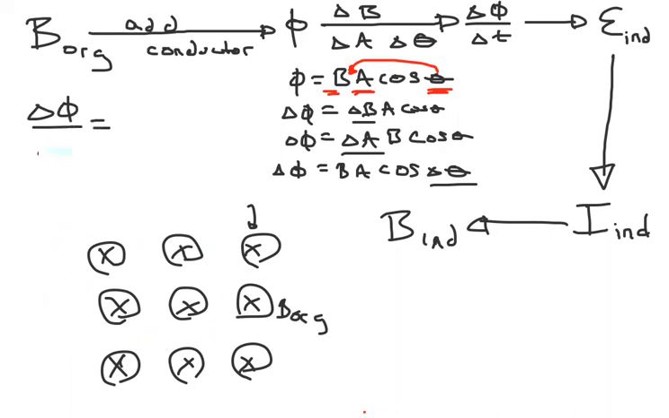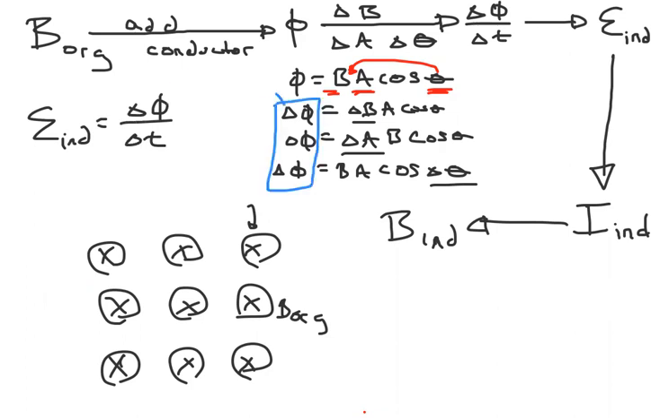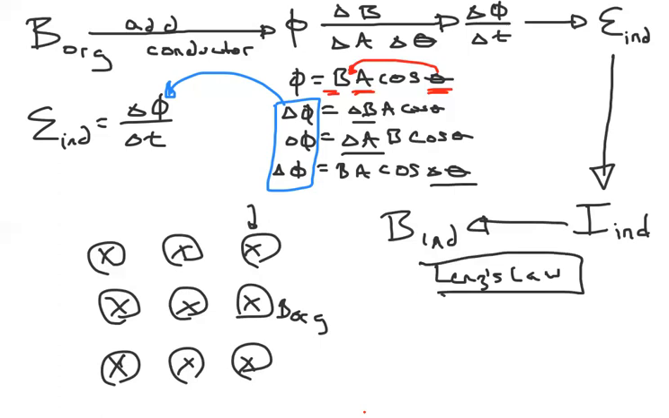So E induced is equal to the change in flux over delta T, where any one of these equations can pop in here. And then Lenz's law tells us this thing that allows us to use this as a concept to answer questions. It's great to know that this process occurs, but Lenz's law lets us look at particular systems and conceptually say, oh, this is going to happen, or this is going to happen.